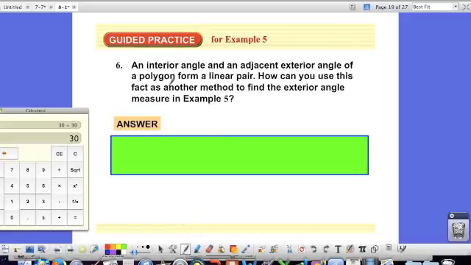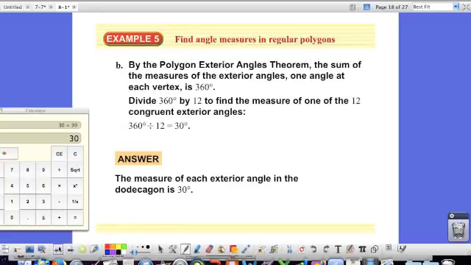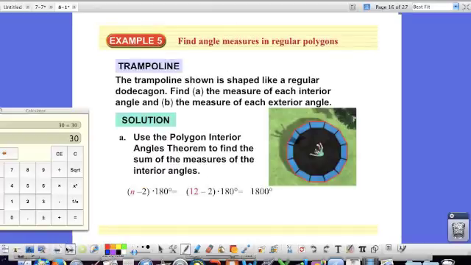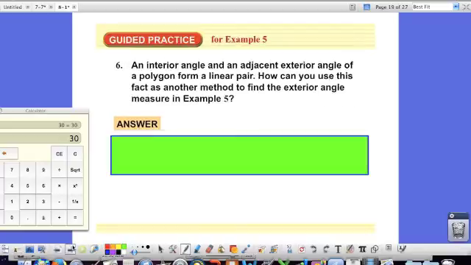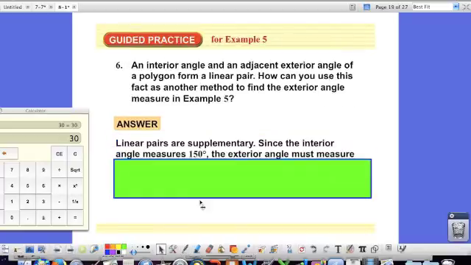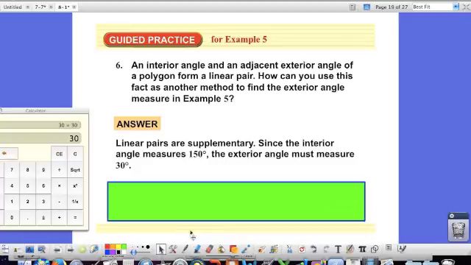Guided practice for this question: an interior angle and an adjacent exterior angle of a polygon form a linear pair. How can you use this fact as another method to find the exterior angle measures in example 5? Well, I think I went ahead, not realizing that this was going to talk about it. Since the interior angle is 150 degrees, the exterior angle would be 30 because they form a linear pair. If you didn't like the way I explained it, there it is.